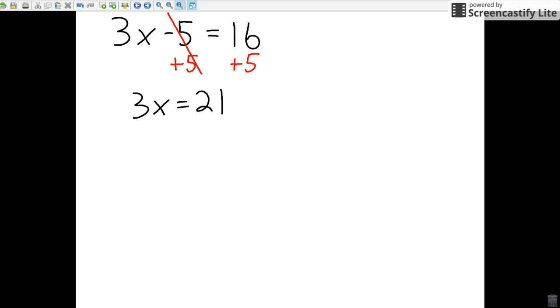At this point, to eliminate the 3 and get the x by itself, we have to do the opposite once again. This is 3 times x. The opposite of multiplying, of course, is to divide. We'll do that to both sides. Our 3's will cancel out, leaving us with x equals 7.